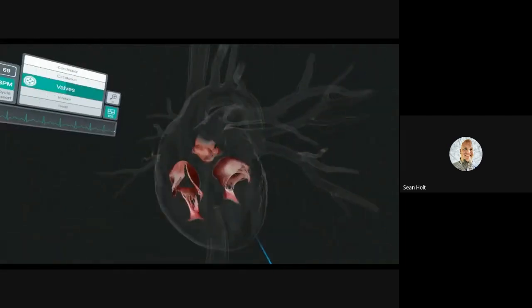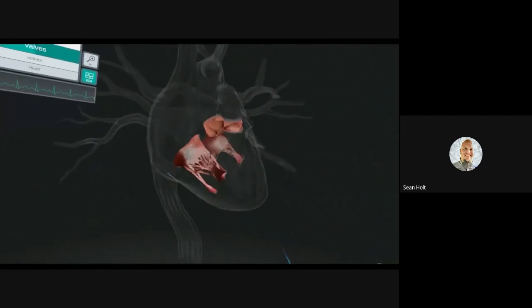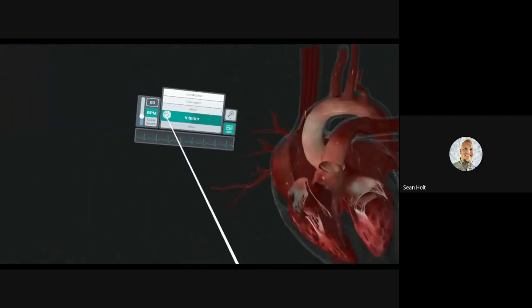Hopefully that helps you somewhere down the line if you have to learn or be more comfortable with the valves, but that's what those valves functioning look like.